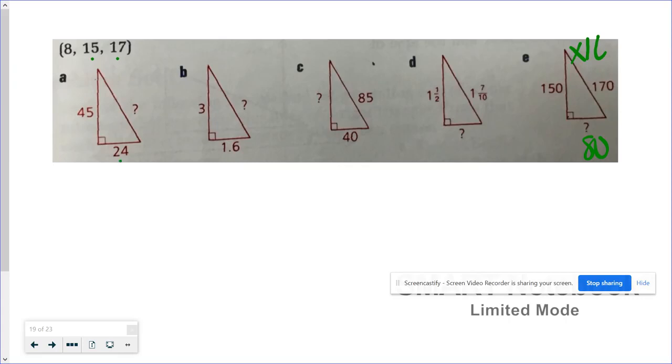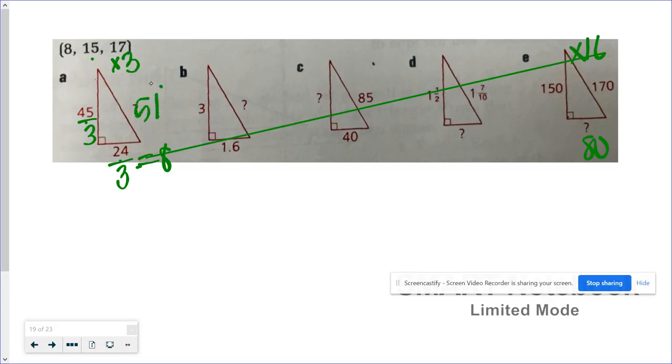I can look at 24 and 45, and if you divide them, those are both divisible by 3, right? And so 3 would be the multiplier. So then if I go 17 times 3, I'll get the missing side of 51.